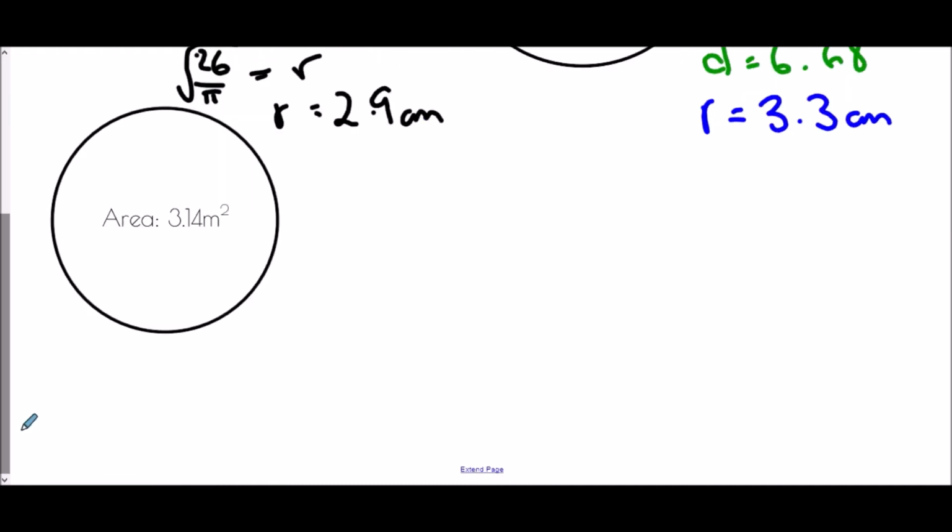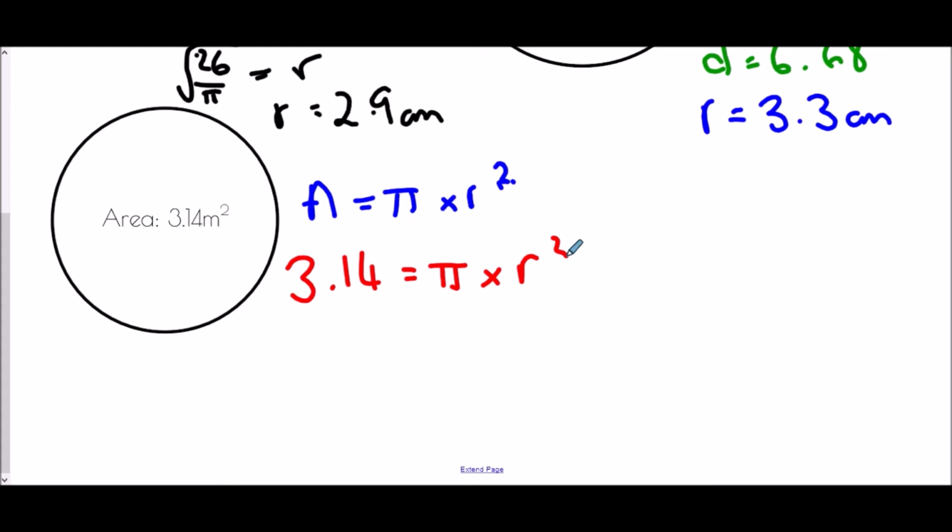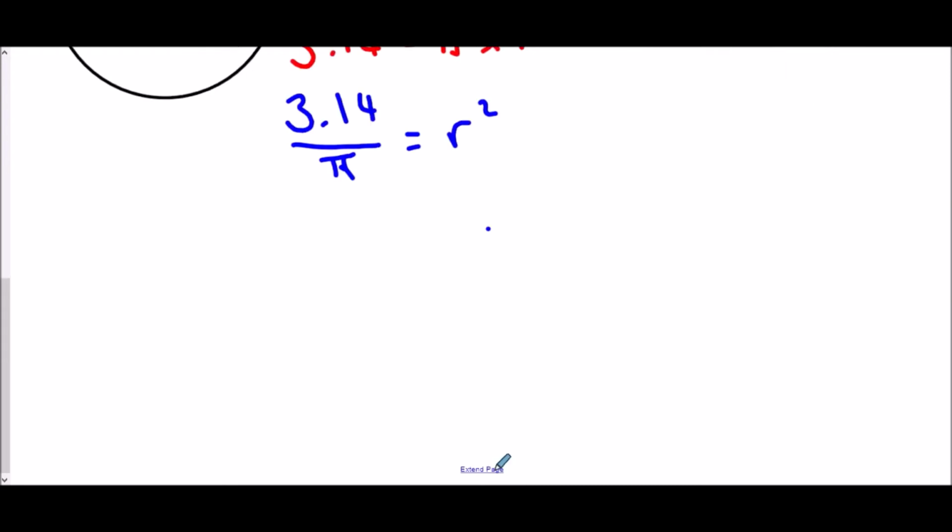And lastly, the area of this circle is 3.14 meters squared. So what is the radius? Well, again, area equals pi times radius squared. We've been told that the area is 3.14, and that is pi times radius squared. In order to get the radius on its own, I would have to divide by pi, and then I would have to take the square root. So the square root of 3.14 over pi is going to be r.